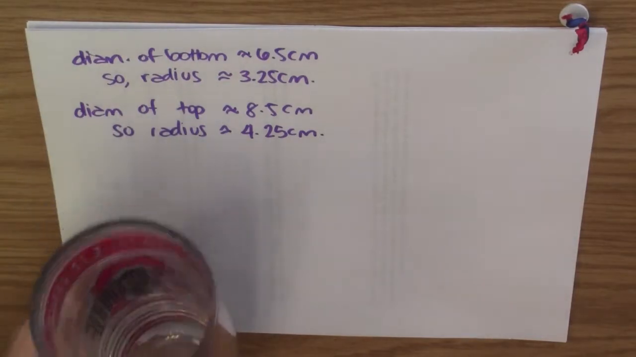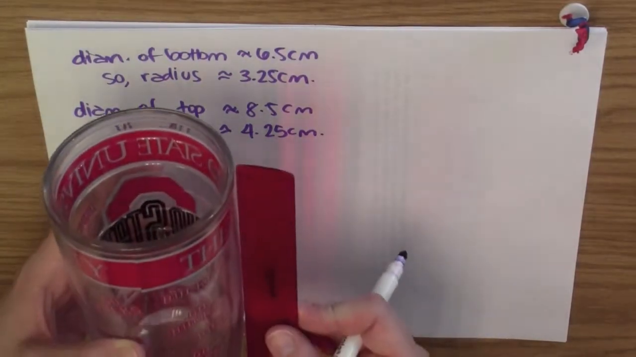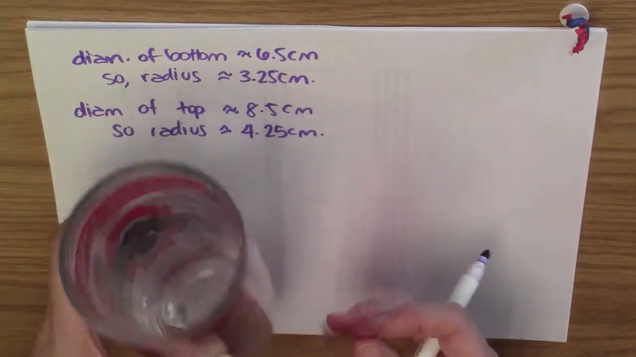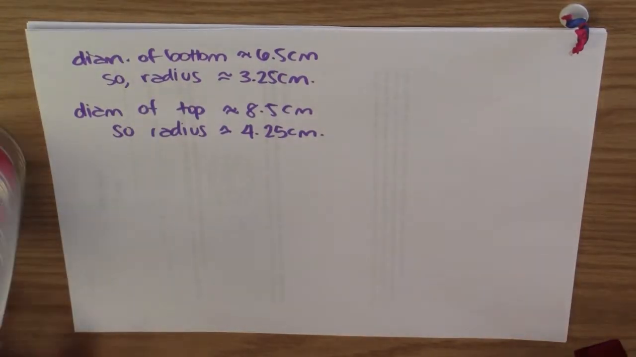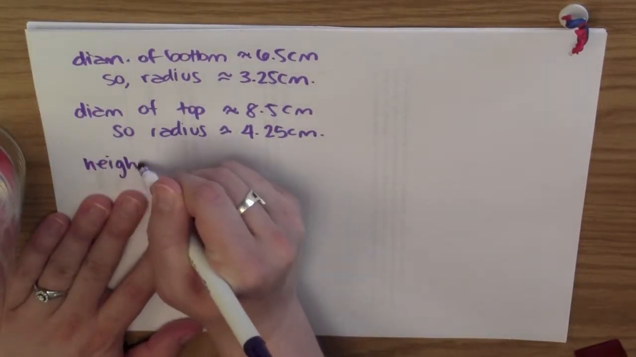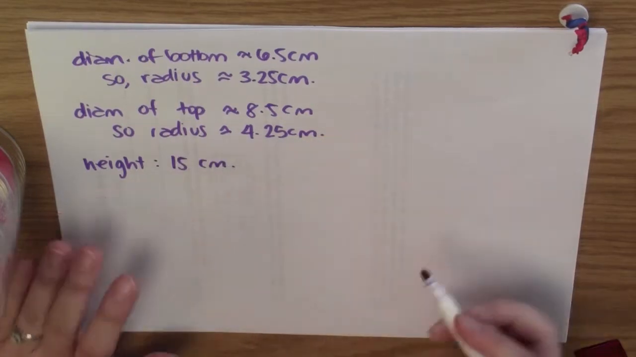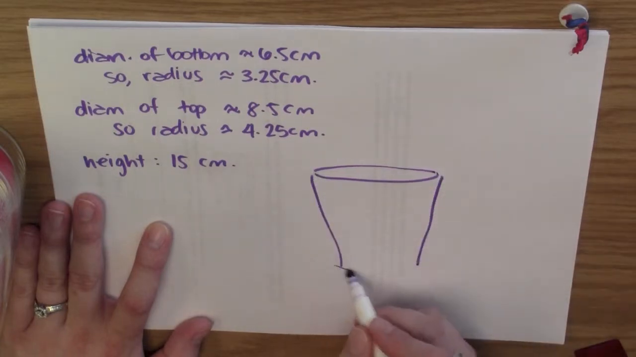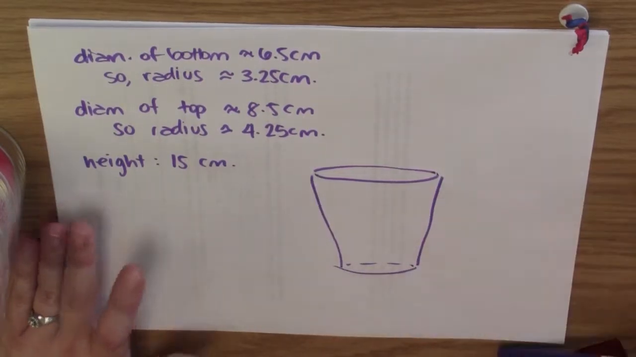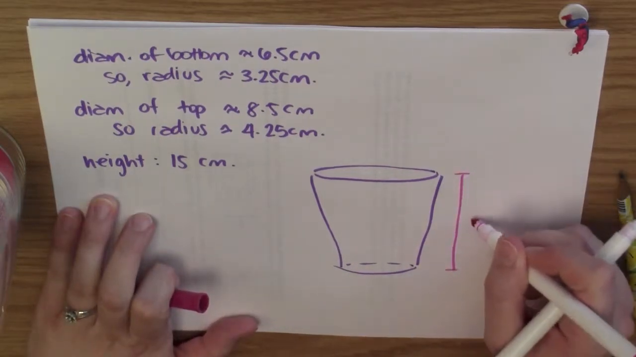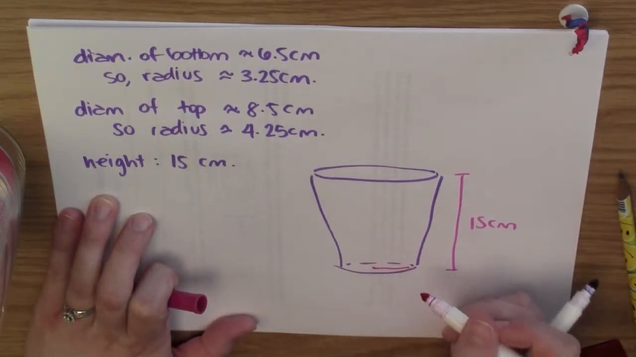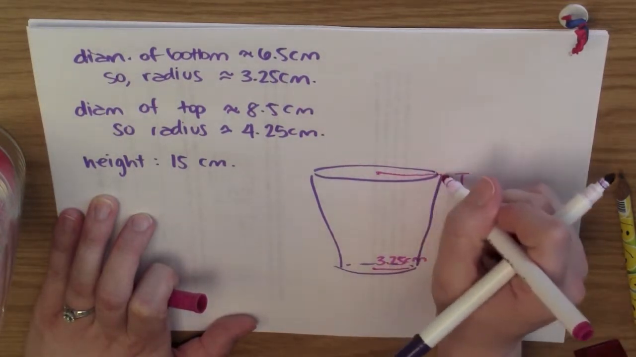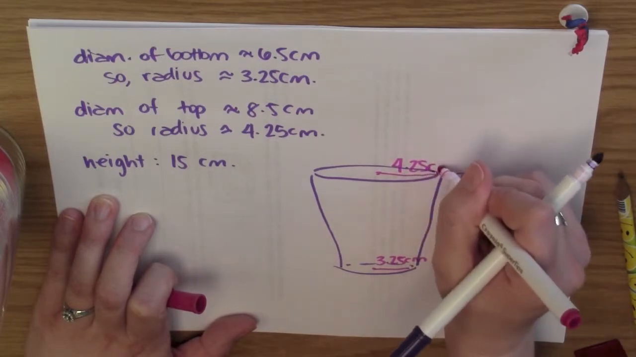The last thing I need to know is how tall the cup is. I measure the height of the cup, up to about where I would put coffee in it, and it is about 15 centimeters. If I draw a picture of my cup, it looks something like this. The height is 15 centimeters, the radius of the bottom is 3.25 centimeters, and the radius of the top is 4.25 centimeters.